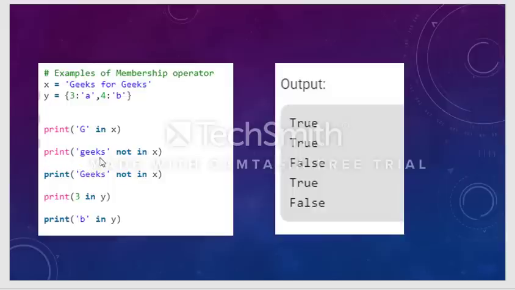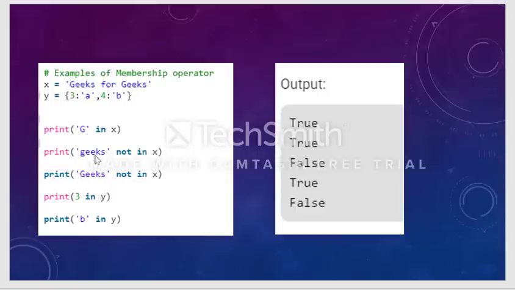Now I want to print geeks not in x. That means I want to check the word geeks in x. But observe here, this g is a small g, a lowercase alphabet. So I want to check a word which starts with a small g. Is it there in x? It is not. So obviously the answer is True, because I have checked that it is not in x. Yes, it is not there in x, so I get the answer True.